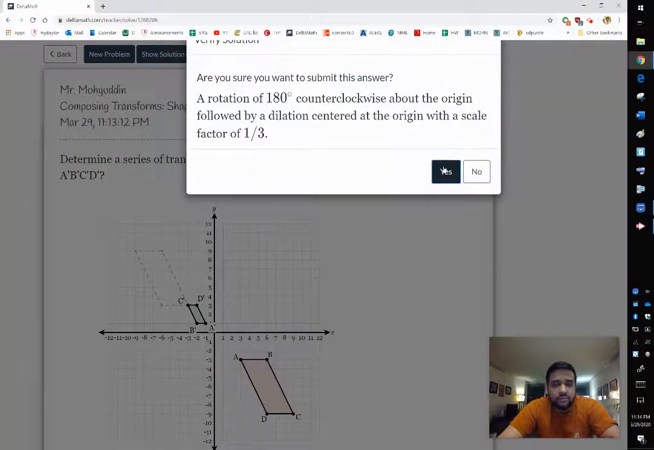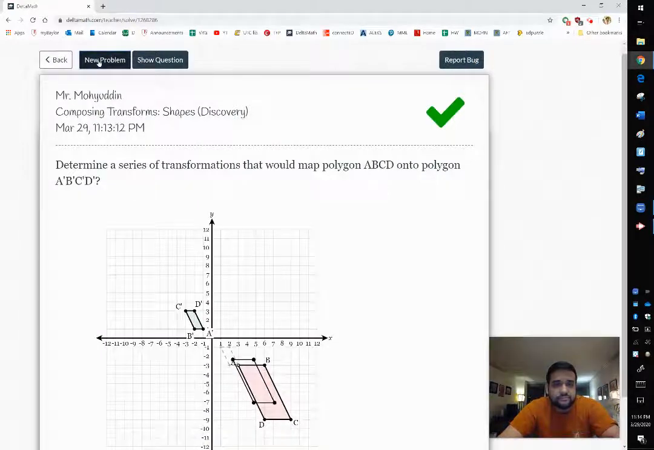Let's do one more for good measure. See if we can get a reflection here.